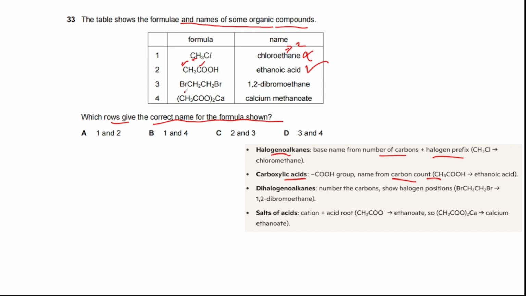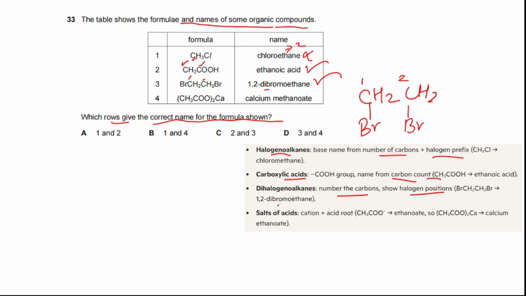Then the third one is again a halogenoalkane, but it has 2 halogens. So here there is bromine on both carbon atoms. In those cases we'll show the halogen positions. Here, CH2 and both the carbon atoms have the bromine. So 1,2-dibromo, where di means 2 bromine atoms are present. Dibromoethane. The carbon count is also correct. So the third option is correct.